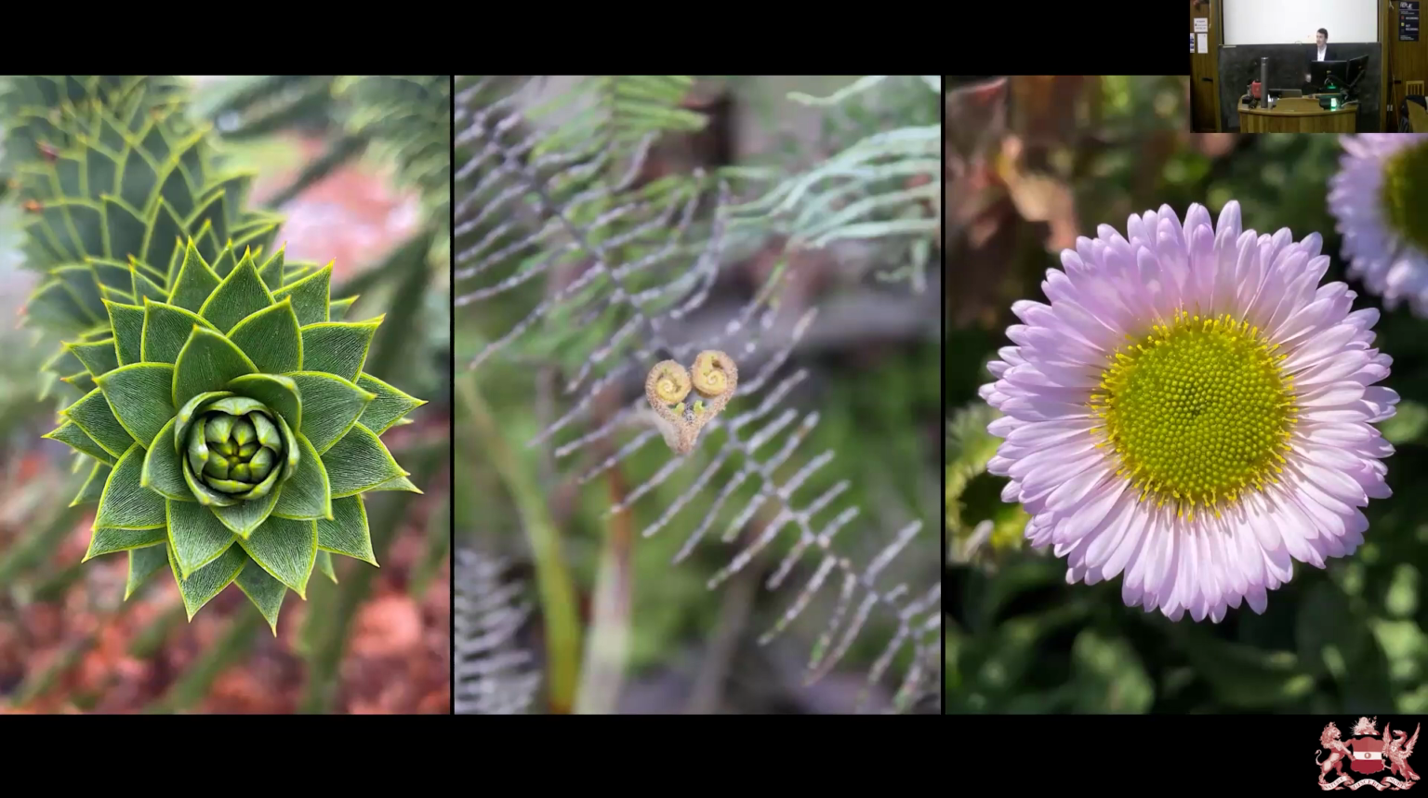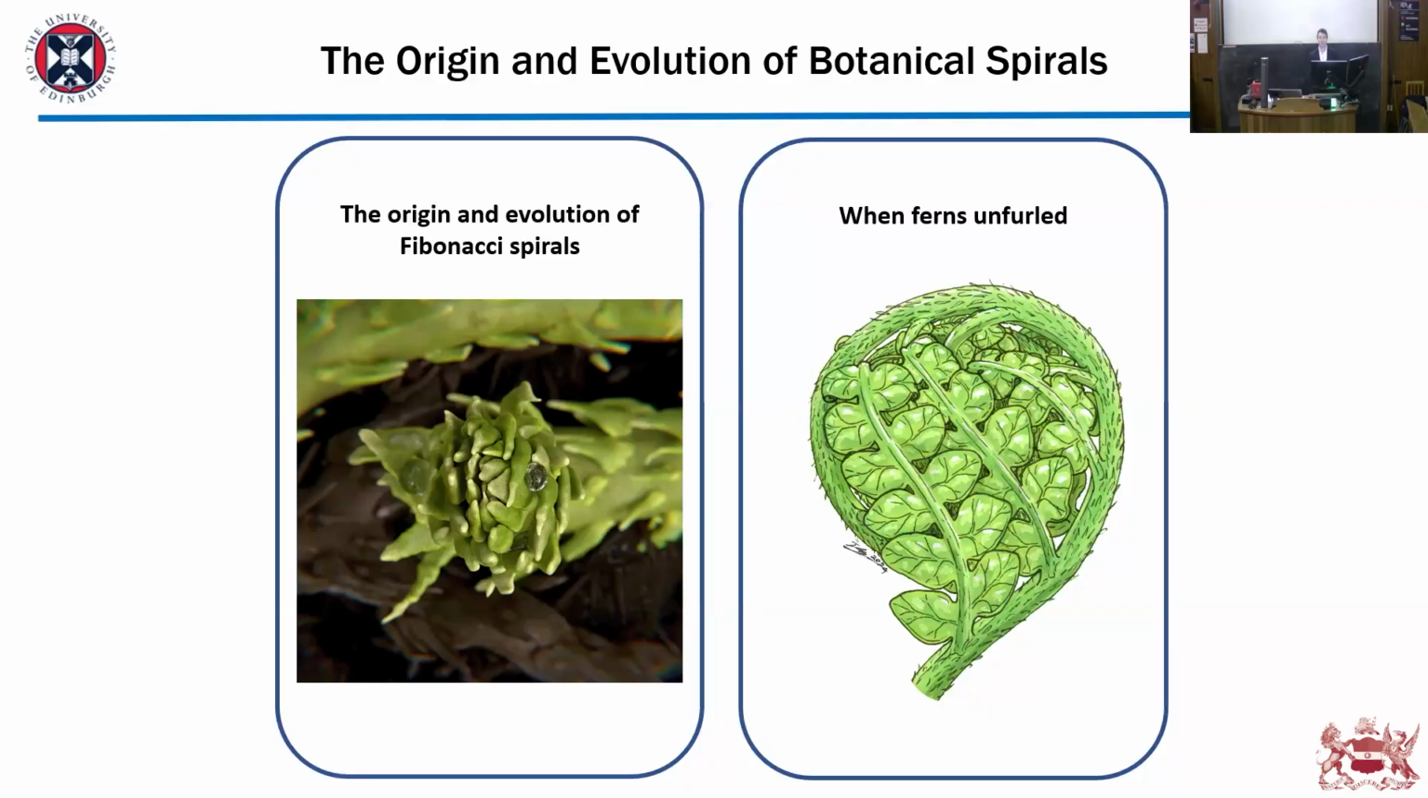And the aim for this evening is to tell you two stories about the evolution of spirals more generally. So first, I'm going to be telling you a little bit more about the origin and evolution of Fibonacci spirals. And then after that, I'm going to tell you a story about when ferns unfurled. But starting first with the origin of Fibonacci spirals.